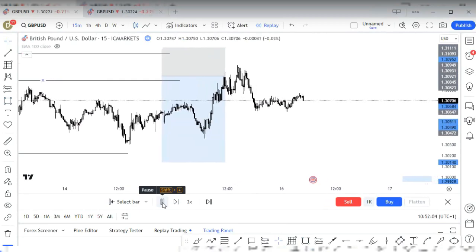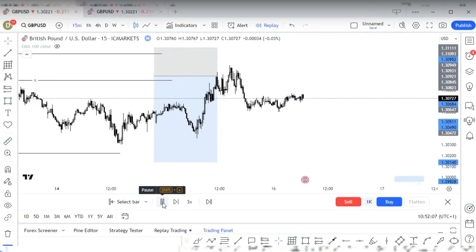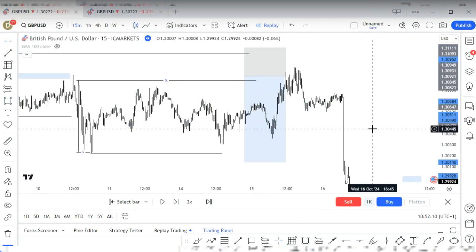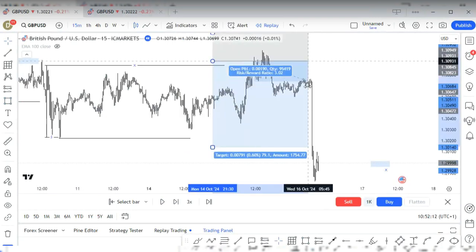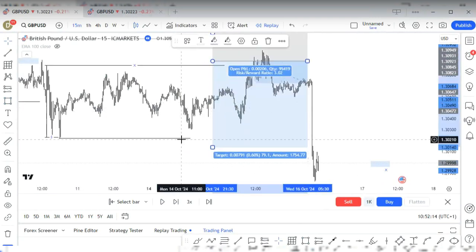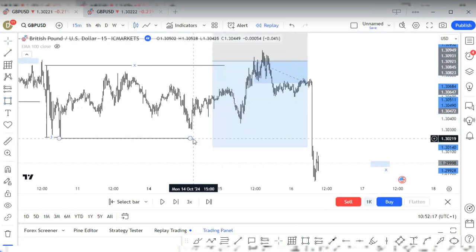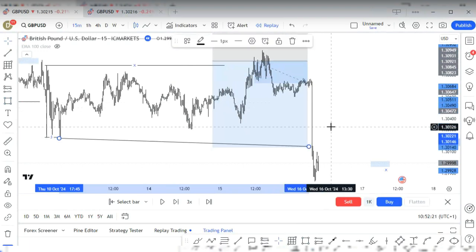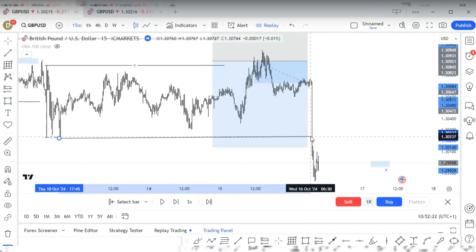So you see, market is doing its thing. You see, straight to TP. This can be instigated by news or any events, but that's none of my business. I don't really care about news. I know that news only validates your structure, your technical, if you actually know what you're doing.